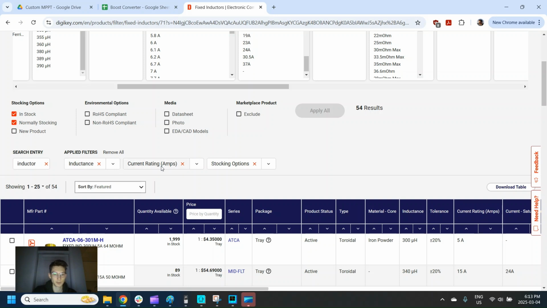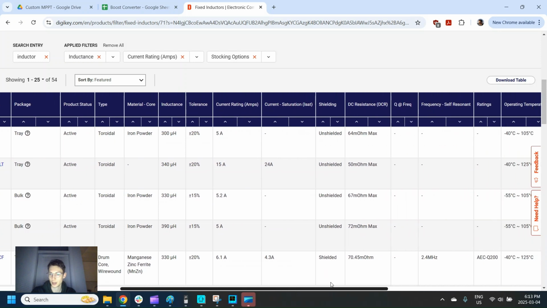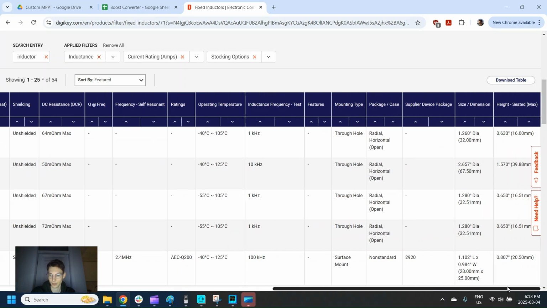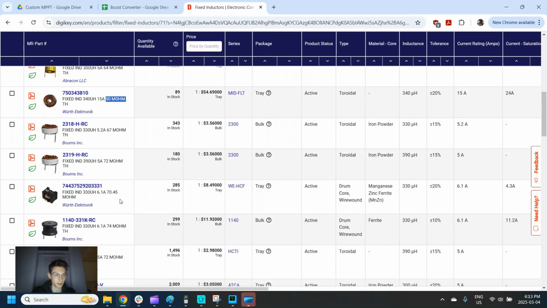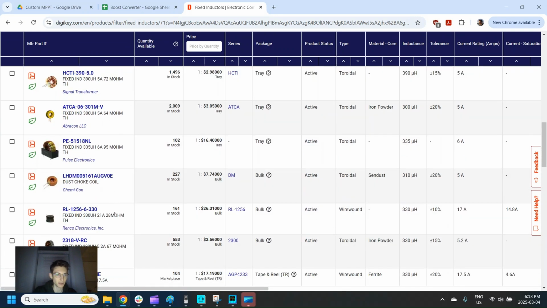And you kind of want to find one that's more common. They'll be cheaper. Current rating, minimum 5 amps, in stock, normally stocking. And we'll just run down them. So here, the thing we're going to be looking for, we can start by, is our, where is it? Oh, they don't have DCR. Okay, well, we'll look in the thing. So, we can even see them here. 64 milliohm, 50 milliohm. We can kind of get an idea of, they're in the tens of milliohms kind of range.